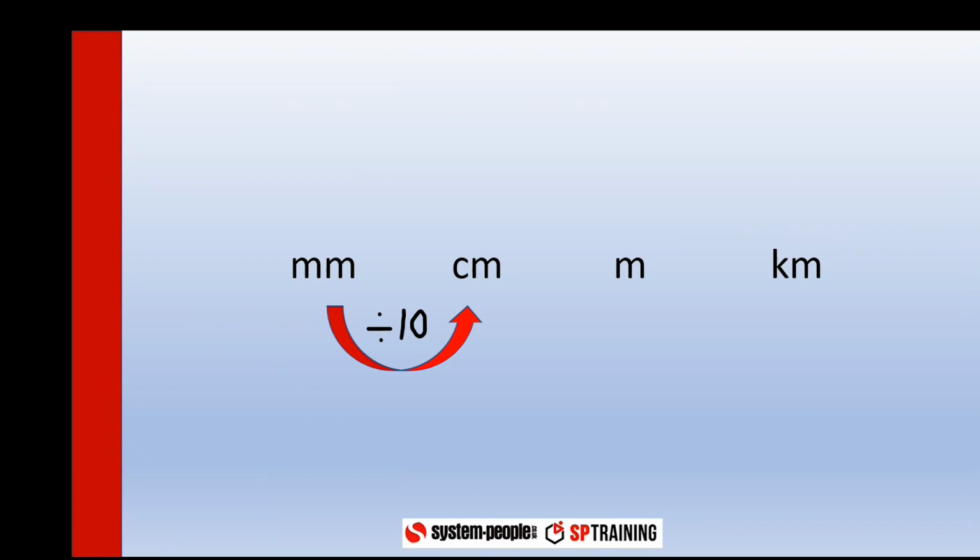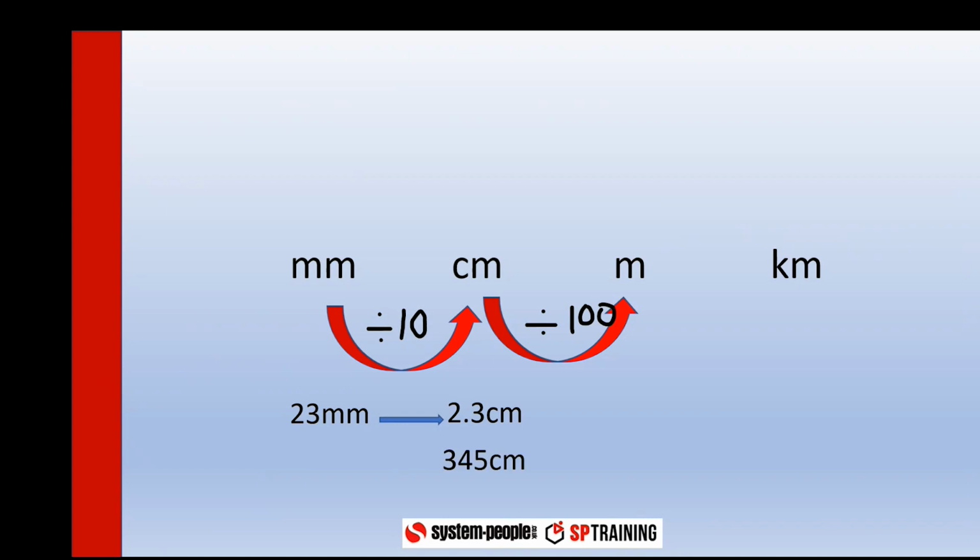If we're changing millimeters to centimeters, we're going to divide by 10, because there's 10 millimeters in a centimeter. So for example, if we've got 23 millimeters, we divide it by 10 and we get 2.3 centimeters. If we're changing centimeters to meters, we'll divide by 100. So 345 centimeters, divide it by 100, we get 3.45 meters.